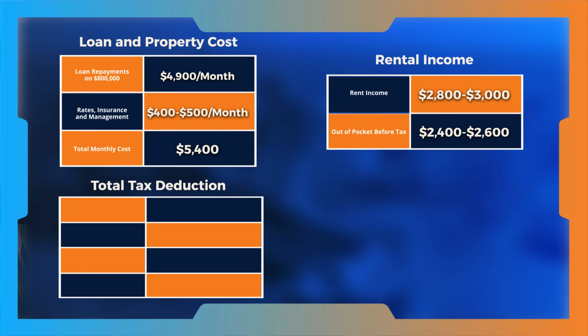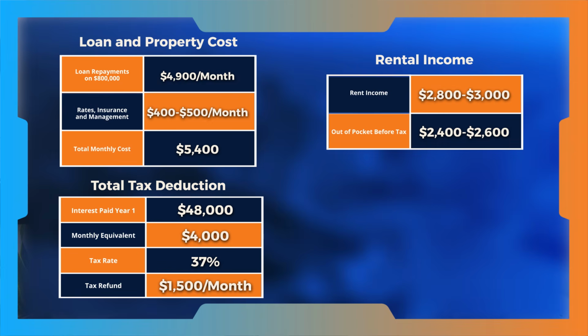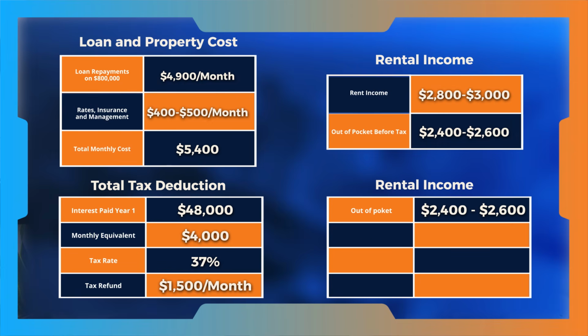Now the good news, all that interest, which is roughly $48,000 in the first year, is tax deductible. If you're in a 37% tax bracket, that's about $1,500 per month in tax savings. So your real cost after tax is roughly $1,000 per month, or about $230 per week. But can you comfortably afford that? What if the property sits vacant for a month? What if the interest rate goes up by another 1%? If you can genuinely handle $1,000 per month out of pocket, plus have buffers for unexpected costs, this is manageable. If not, you may not be ready yet.